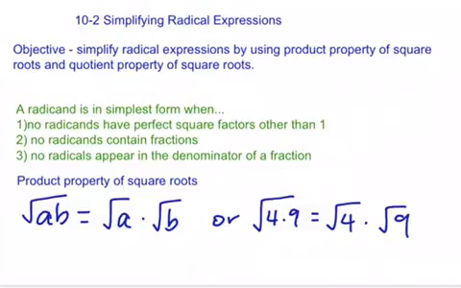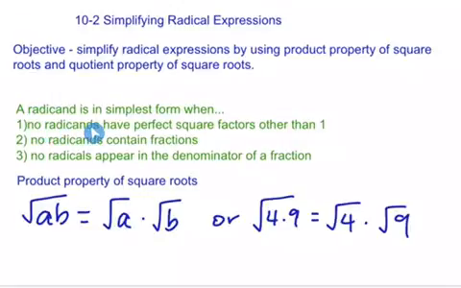The way that we're going to do that, as you'll notice in today's lesson, is we're going to take a radical expression, which is whenever we have the radical over a number. And specifically today, that number is not going to be a perfect square. So how do we go about simplifying radicals which are not perfect squares? Also, we're going to look at making sure they are in simplest form.